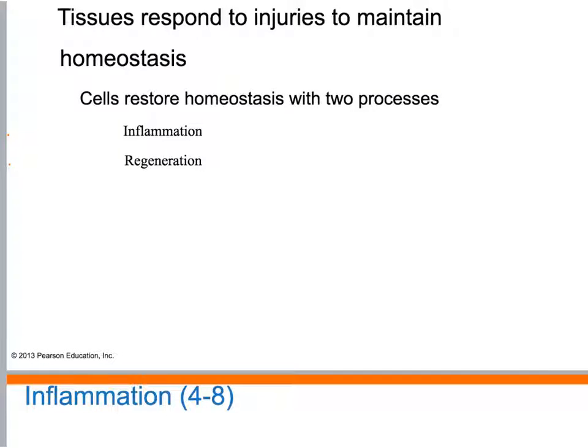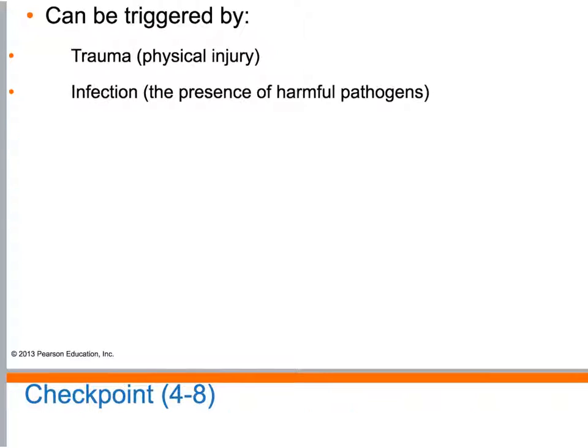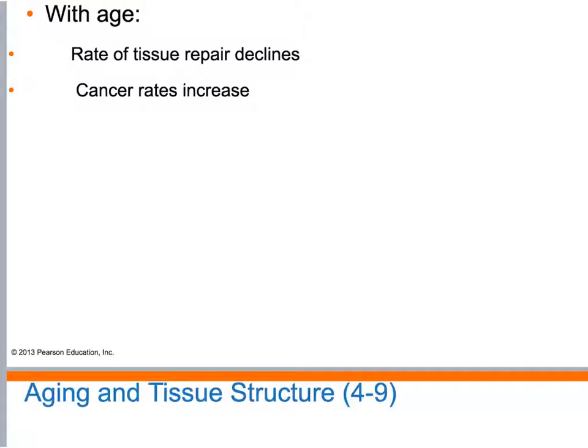Tissues respond to injuries to maintain homeostasis. Cells try to restore homeostasis with two processes, inflammation and regeneration. And the inflammatory response is the tissue's first response to injury. The signs and symptoms include swelling, heat, redness, and pain. This can be triggered by trauma, which can be physical injury, or infection, the presence of harmful pathogens.